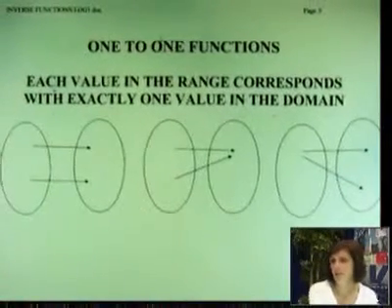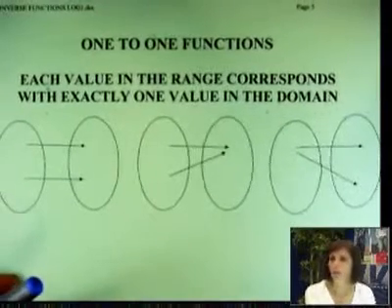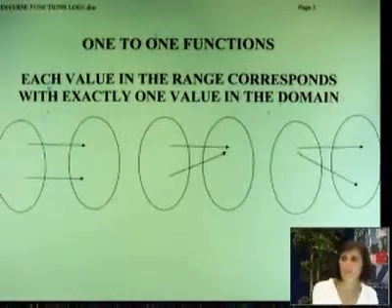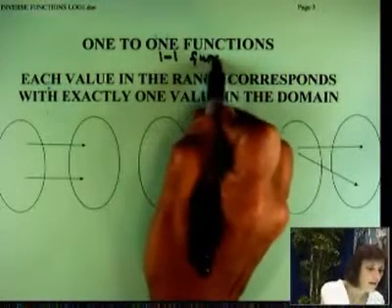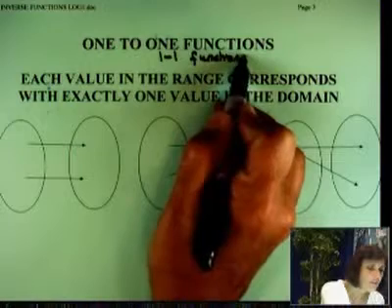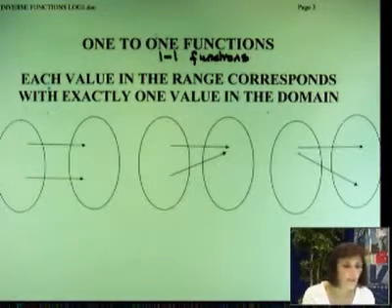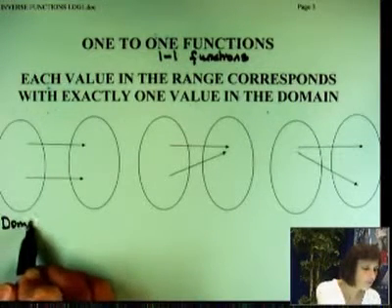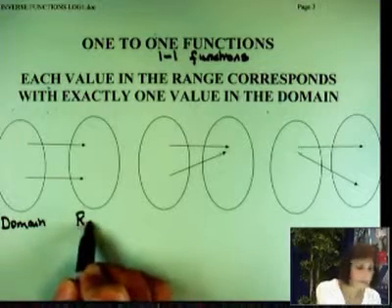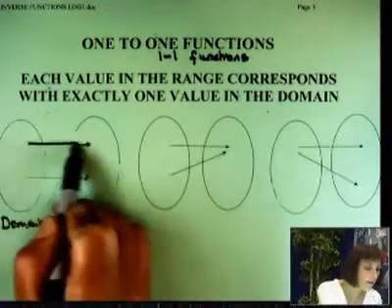All right. Now let's review something else. We are going to look at one-to-one functions. Sometimes in shorthand they say one-to-one functions. A one-to-one function is one where each value in the range corresponds with exactly one value in the domain. The starting set is called the domain. The ending set is called the range. Each value in the range will only correspond to one value in the domain.